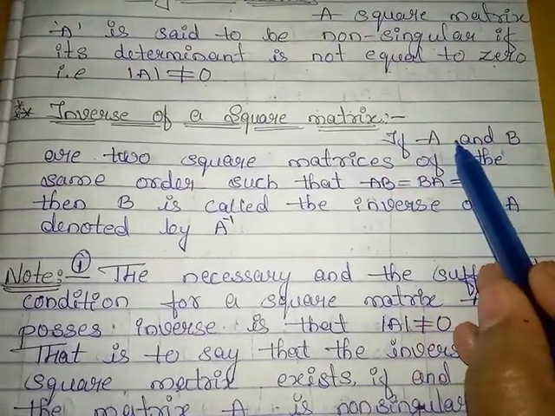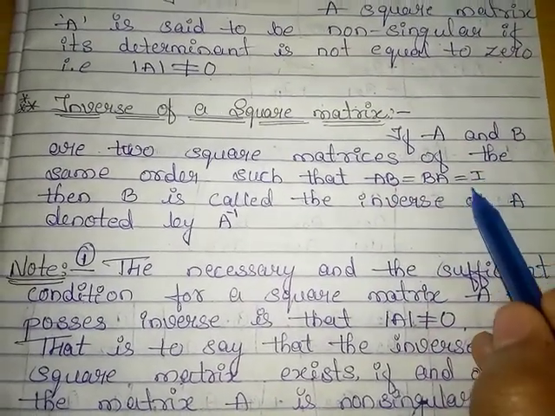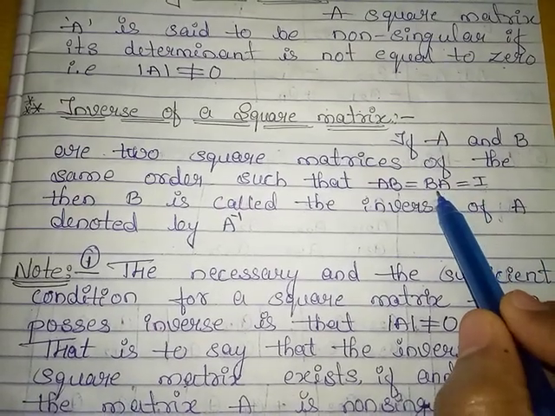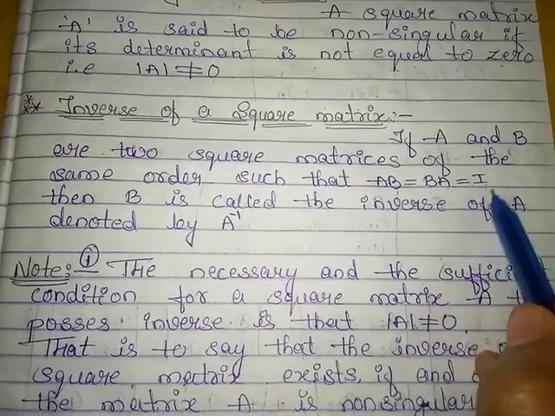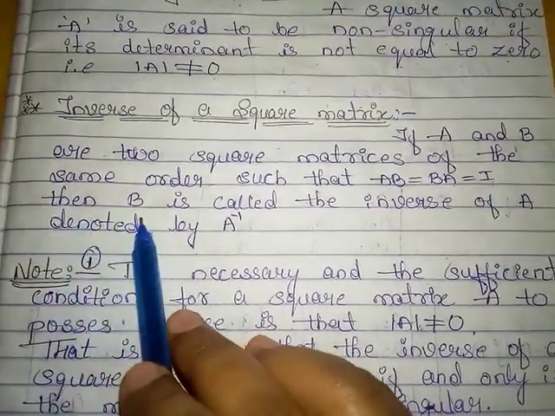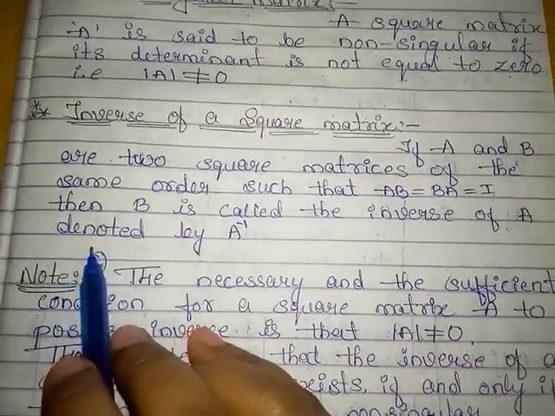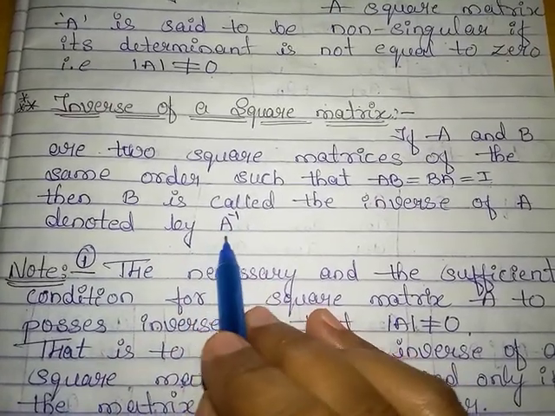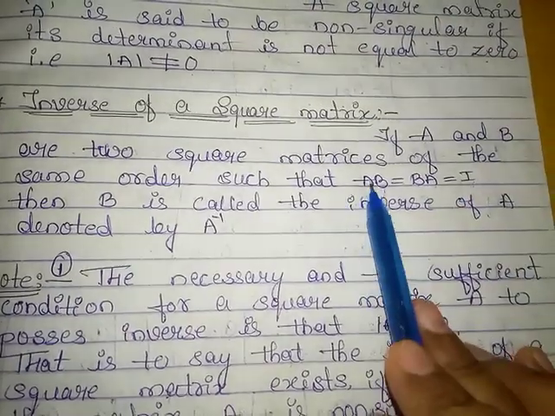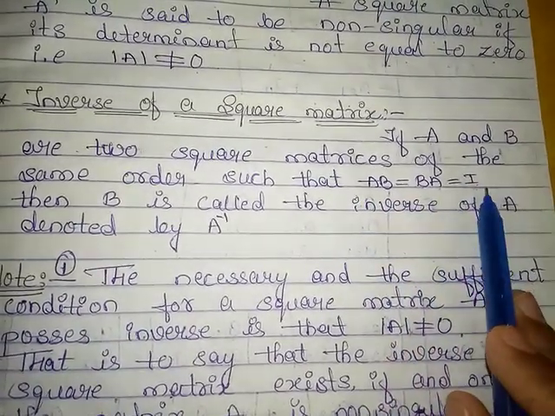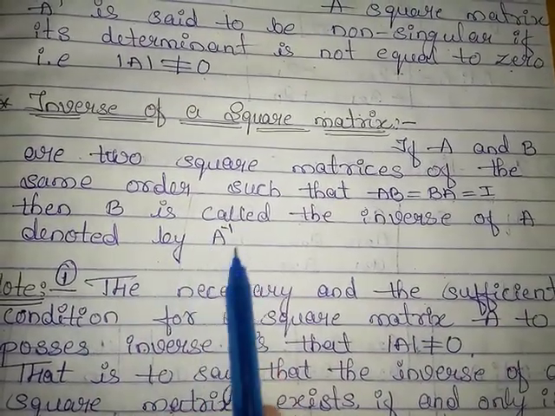Then when we multiply A into B, we will get the identity matrix. Similarly, when we multiply B into A, we will get the identity matrix. Then this matrix B is called the inverse of A, and it is denoted by A inverse. When we say the matrix B is the inverse of A, if AB is equal to BA is equal to I, then the matrix B is called the inverse of A, and it is denoted by A inverse.